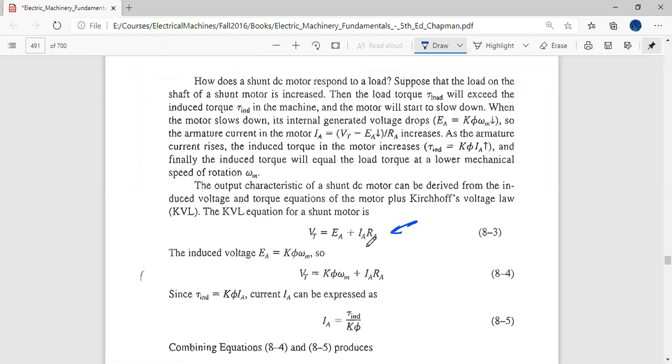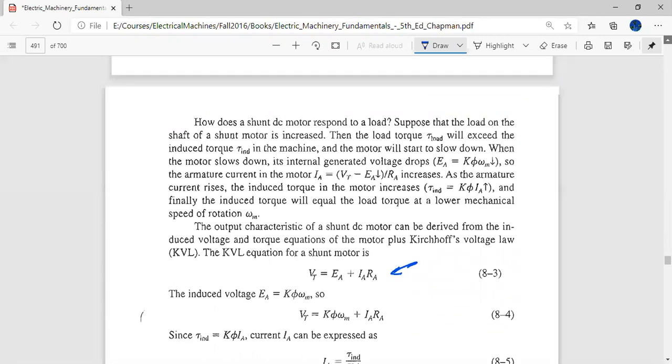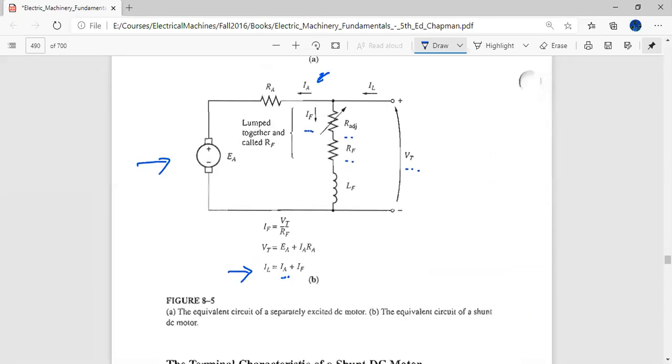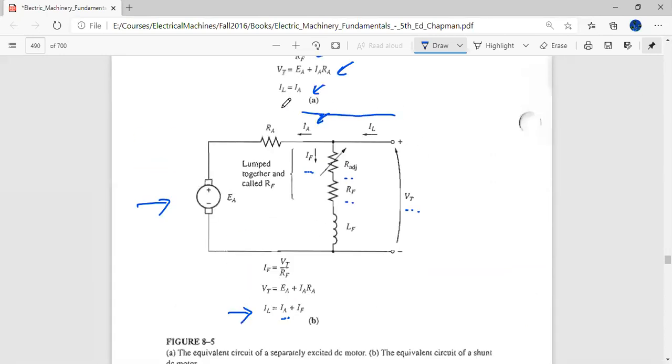This is true for a shunt machine, that the terminal voltage VT is the sum of EA plus IA RA, which is the armature loop, the outer loop of this machine. So if we consider this outer loop and apply Kirchhoff's voltage law on it, even then this equation is valid.